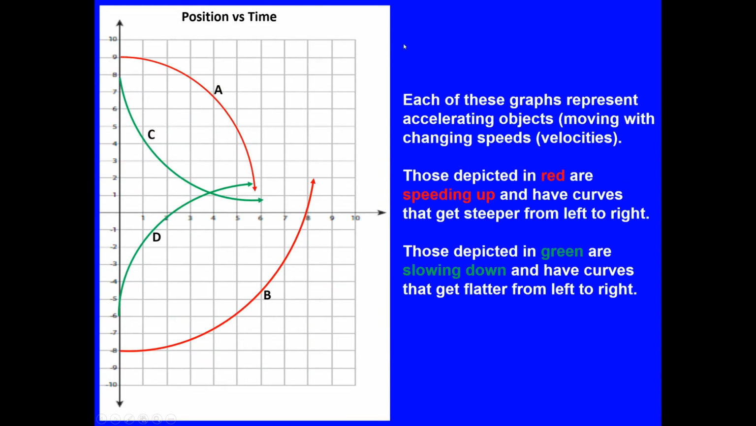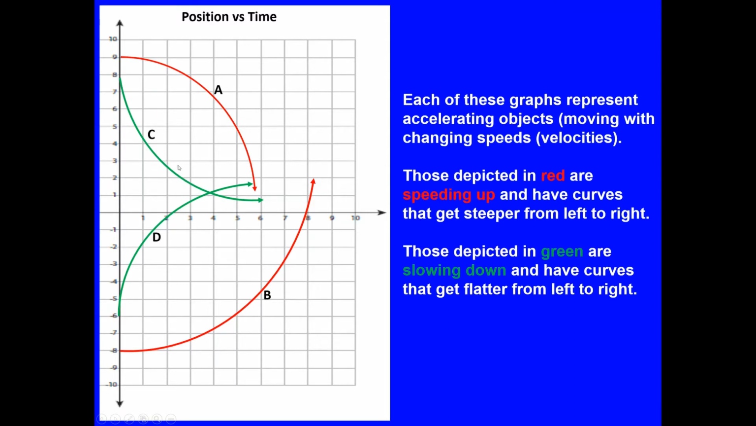The general rule for the curving position time graphs is the steeper the line or graph is, the faster the object's moving. So the red lines A and B start out flat and end up steep. So both A and B represent objects that are speeding up. The difference in A and B is that object A, since the graph goes downward, is moving in the negative direction and speeding up, while B, since the line goes upward, is moving in the positive direction and speeding up.